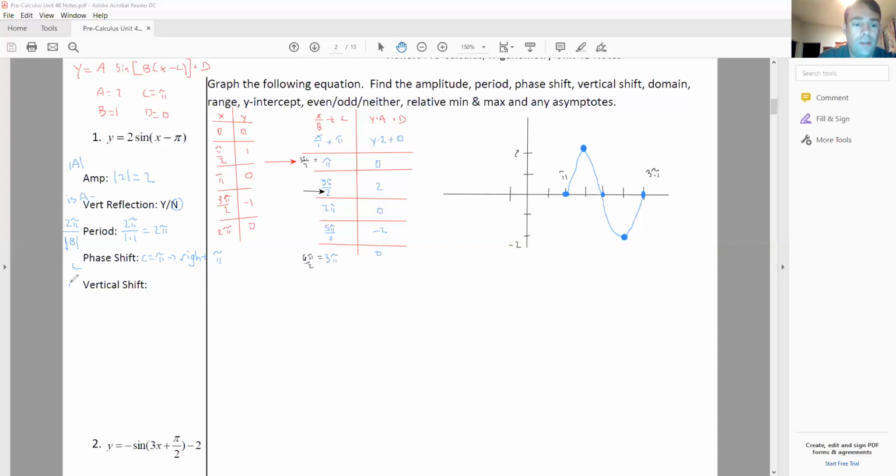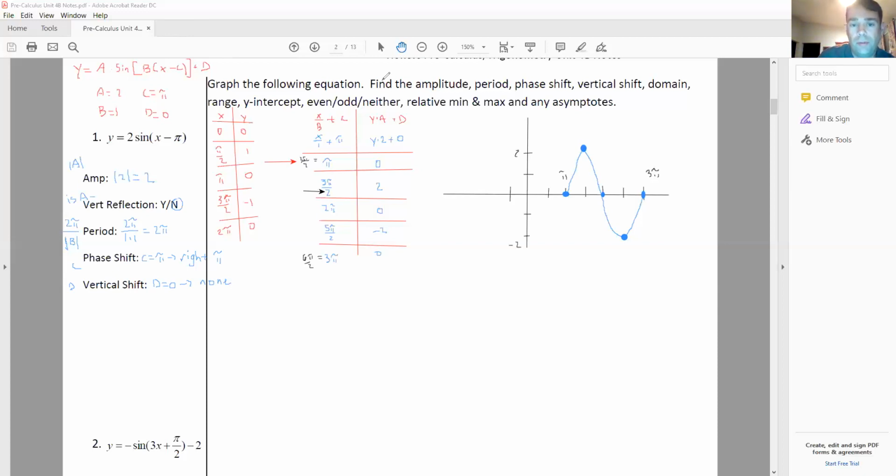My vertical shift, that's always my D value. So since D is 0, I don't have a vertical shift. So since D was 0, my vertical shift is none. I didn't have one. So let's see what we've done up here so far.